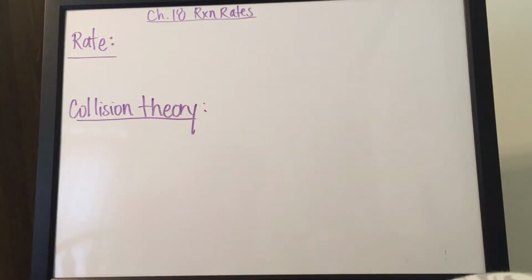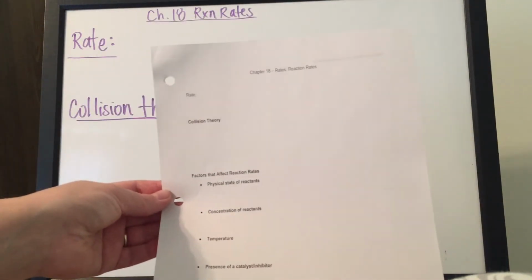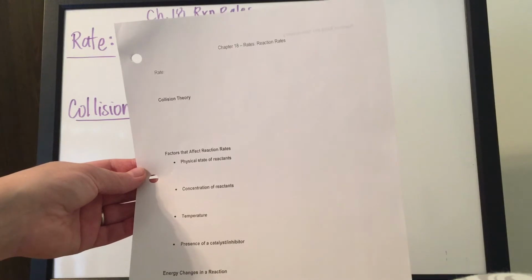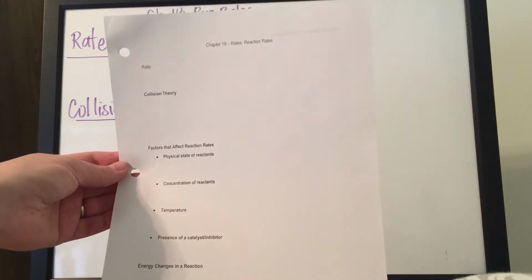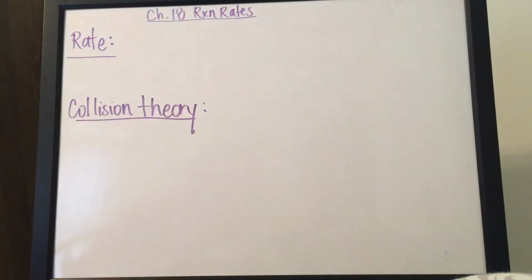Okay, this video is for Chem 2, Chapter 18, Reaction Rates, and we're going to be filling out a piece of paper that looks like this. So you should have this piece of paper in front of you, guided notes just like normal, and we will be filling out the front and the back in this video.